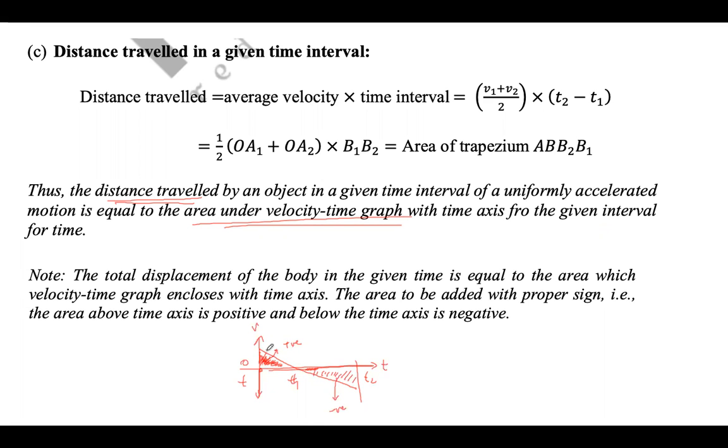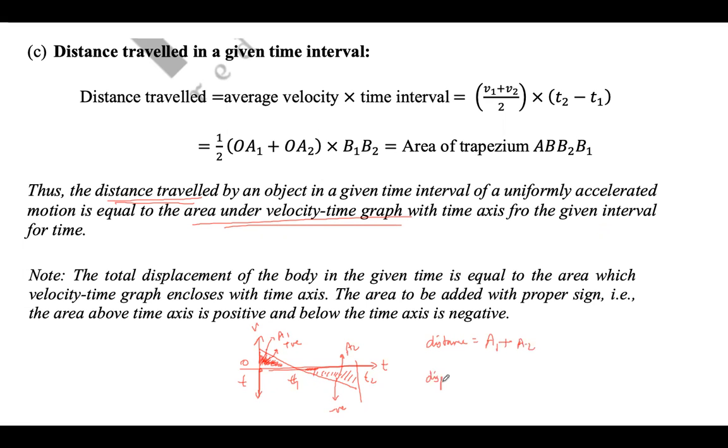So if we have to find, let's say the area here is A1 and the area here is A2. So if we have to find distance, then positive and negative does not matter. We just take the magnitude of it, meaning we take its absolute value. We find both areas and add them, and we get the distance.